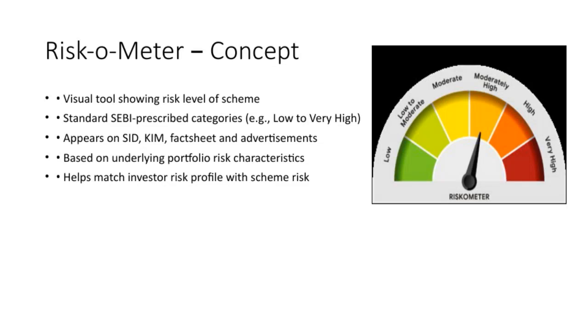Let's take a closer look at the riskometer concept. This is a visual tool that helps us understand the risk level of a scheme. It uses standard categories prescribed by SEBI, such as low, moderate, high, and very high, making it easy to interpret. You'll find this risk indicator on important documents like the Scheme Information Document, the Key Information Memorandum, the fact sheet, and even in advertisements. The risk level shown by the riskometer is based on the underlying portfolio risk characteristics.